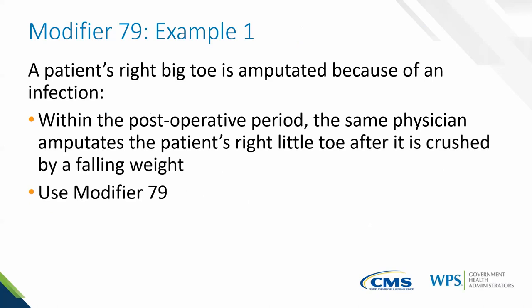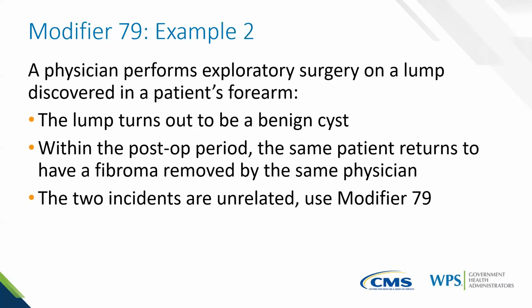So we have some examples here. Patient's right big toe amputated because of an infection. Within the post-op period, the surgeon goes in and has to amputate the patient's right little toe because of something falling on it. Well, you want to use your anatomical modifiers, but you also want to use Modifier 79. Modifier 79 tells Medicare this is not related and therefore should be paid separately.